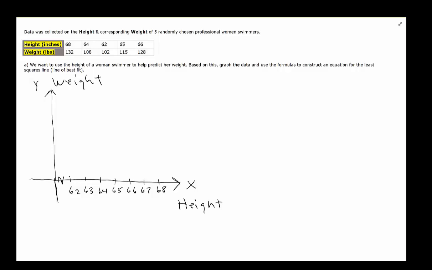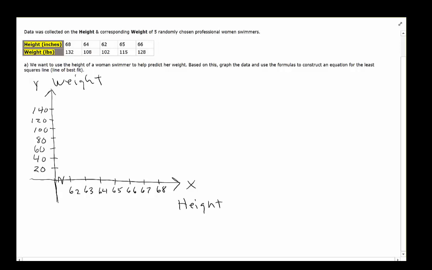The smallest value there is 102, and the largest is 132. I could also break that one, but I'm going to start and just make my unit measure 20. 20, 40, 60, 80, 100, 120, 140.